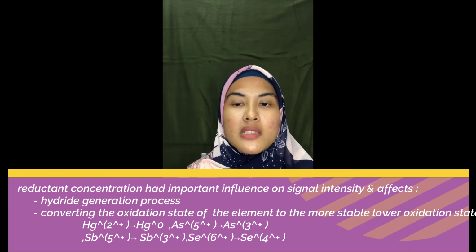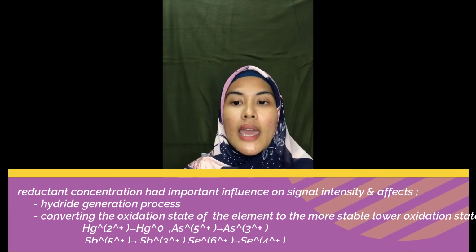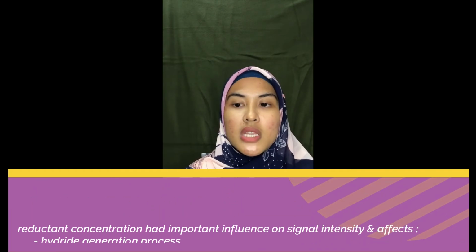Arsenic 5 plus to arsenic 3 plus. Antimony 5 plus to antimony 3 plus. And also selenium 6 plus to selenium 4 plus. Then, the reduced ion forms the stable hydride needed for hydride generation atomic absorption spectroscopy, which can be produced by reaction with appropriate reducing agent.